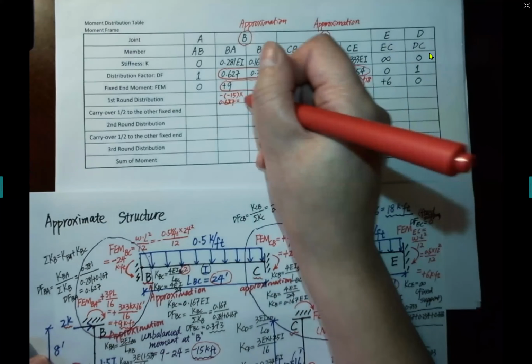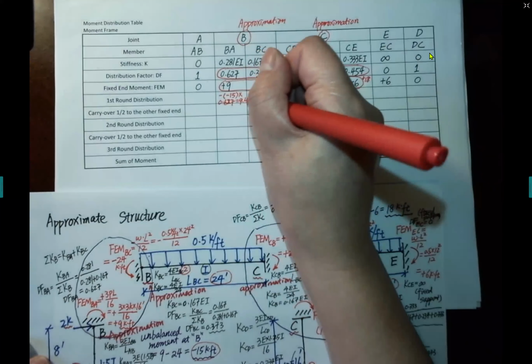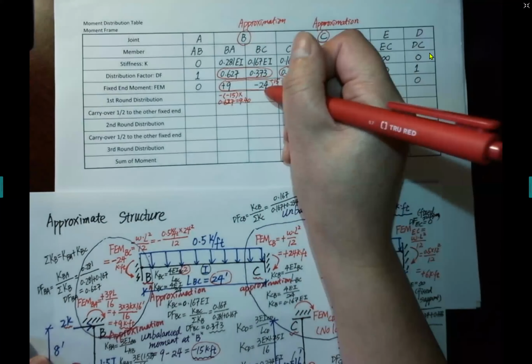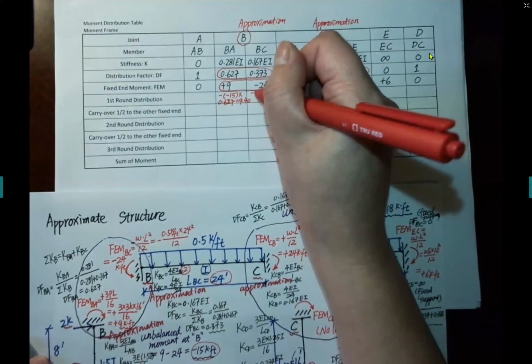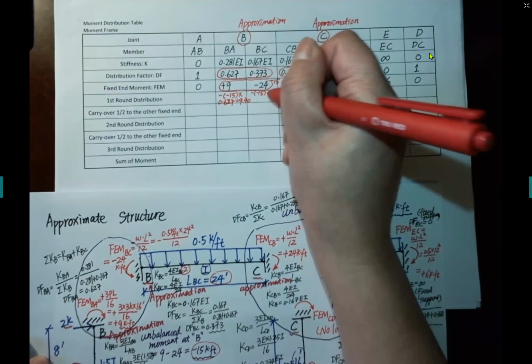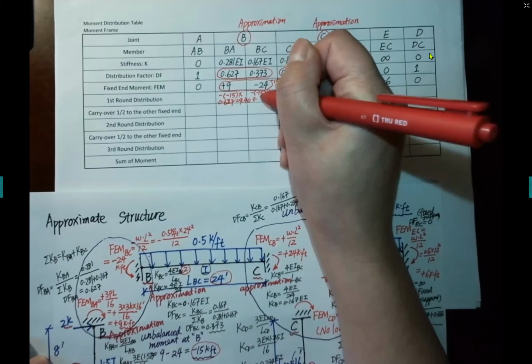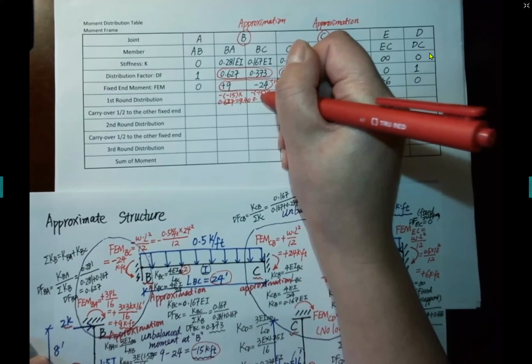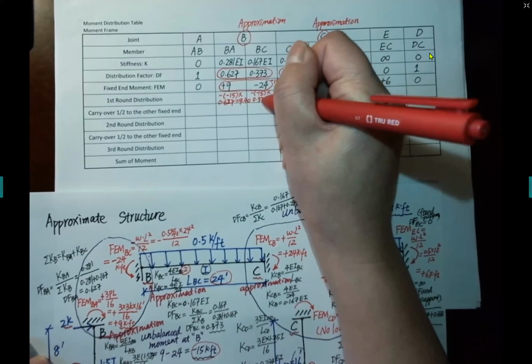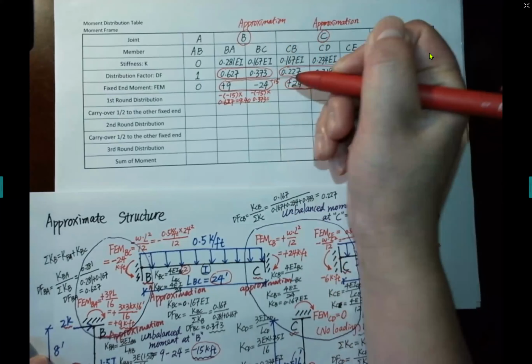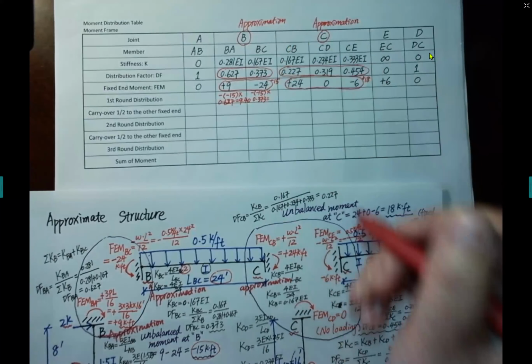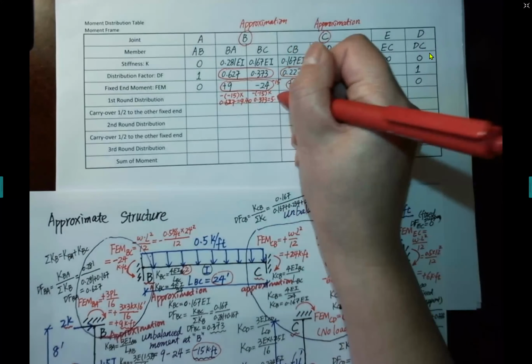And equals 9.4. And use negative 15 times the distribution factor of BC, 0.373, and get the distribution moment equals 5.6.